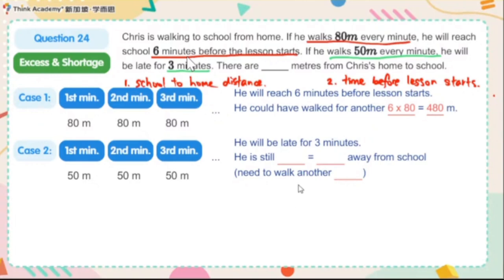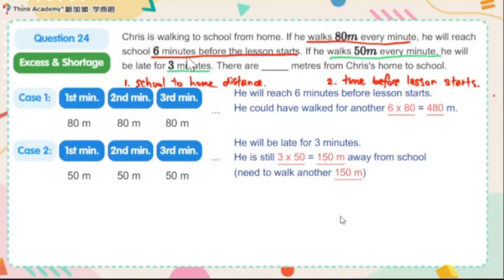So at this point, how many meters is he away from school? He is still 3 times 50 meters away, because 3 minutes, every minute, 50 meters. 3 times 50 equals 150 meters. So he will still need to walk another 150 meters.